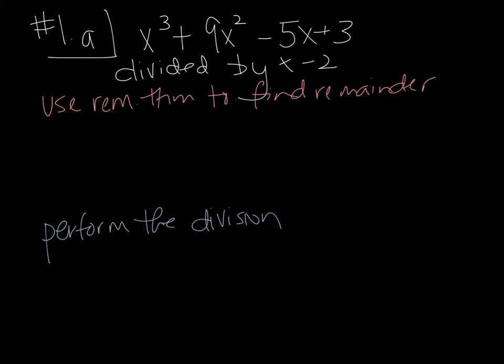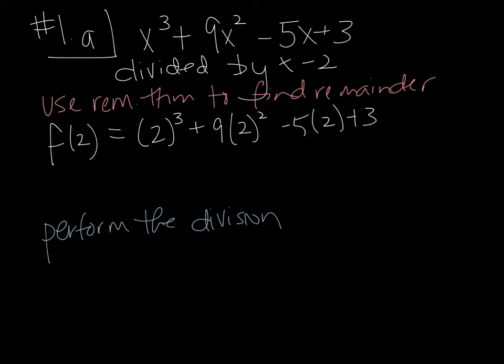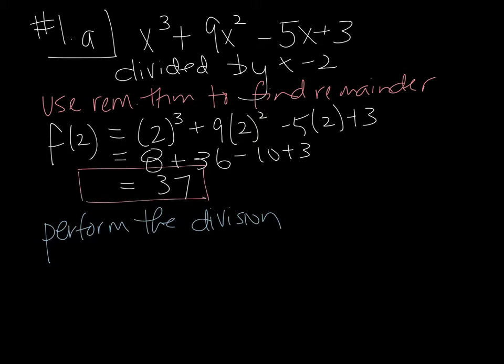That means we're going to find f at 2. So we put 2 in wherever x is. Once we've substituted 2 in for x, we evaluate the problem. So the remainder, when we divide that polynomial by x minus 2, is 37. Now we'll perform the division using synthetic division.